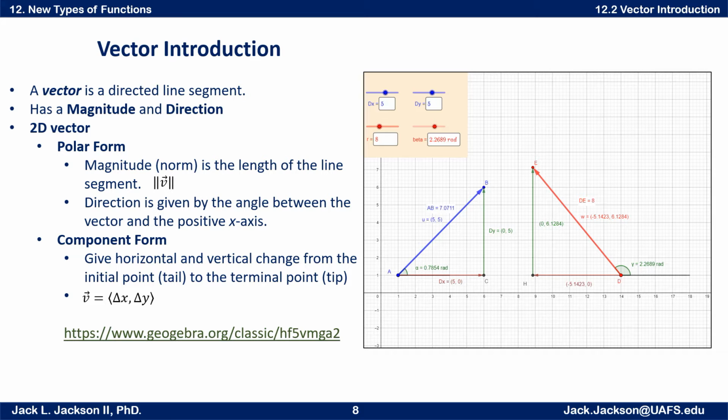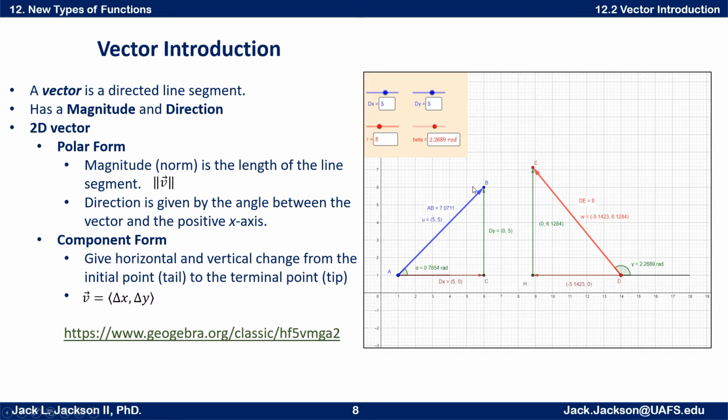All right, so a vector is a directed line segment. It has both a magnitude and a direction to it. So if we're looking at a 2D vector, it would be like this blue thing here or this red one here. And it's basically just a line segment going from point A to point B. It has a direction to it. So this little arrow here at the end indicates a direction.